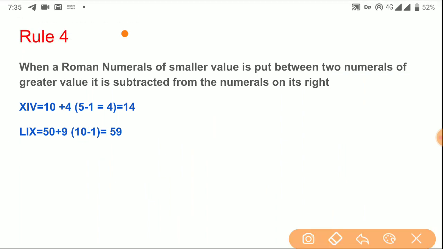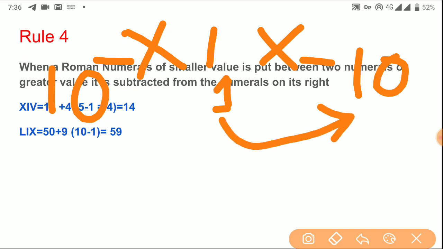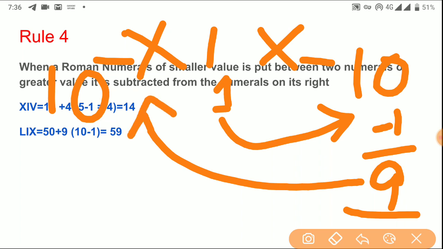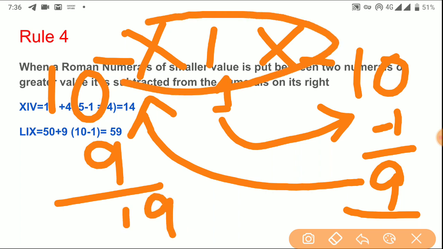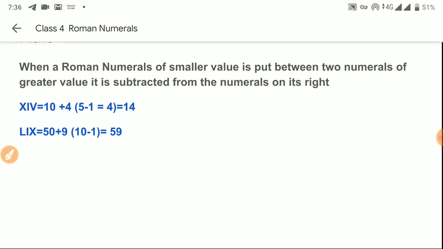Let's take one more example. X, I and X. Value of this X is 10, value of this X is 10 and this is the middle one. Its value is what? 1. According to rule 4, this middle value will be subtracted on its right. After subtraction, whatever digit is coming, it will be added to the left number, that is 10, so 19. So XIX, its value will be 19. Hope rule number 4 is also clear to everybody.